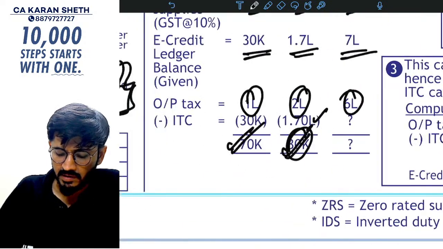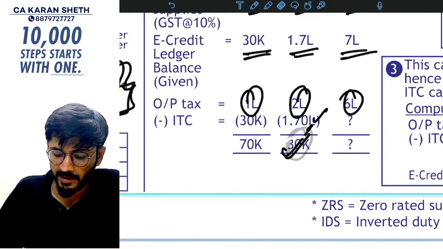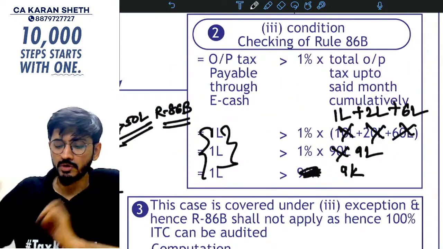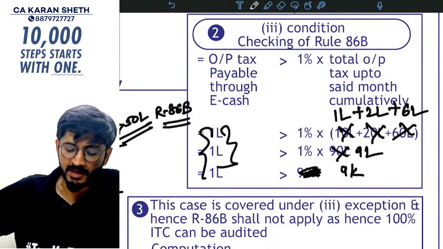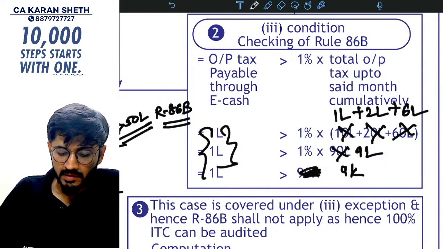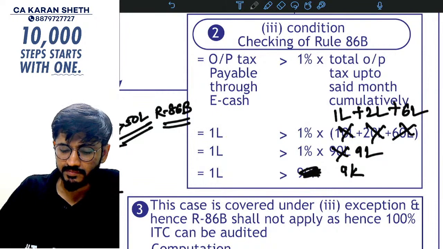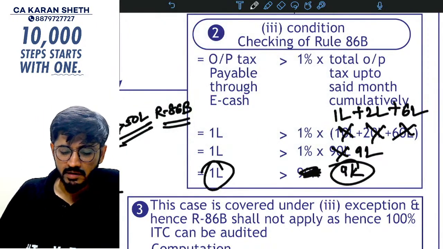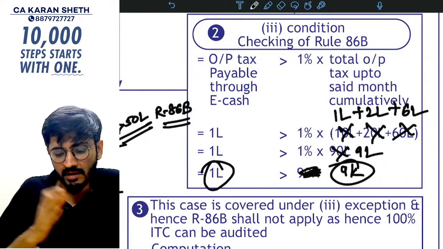Very simple. Just check the amount that you have paid in cash and you compare it with 1% of the total output tax for the cumulative period up to the said tax period. So here the thing is 1 lakh or 9,000. So is 1 lakh more than 9,000?